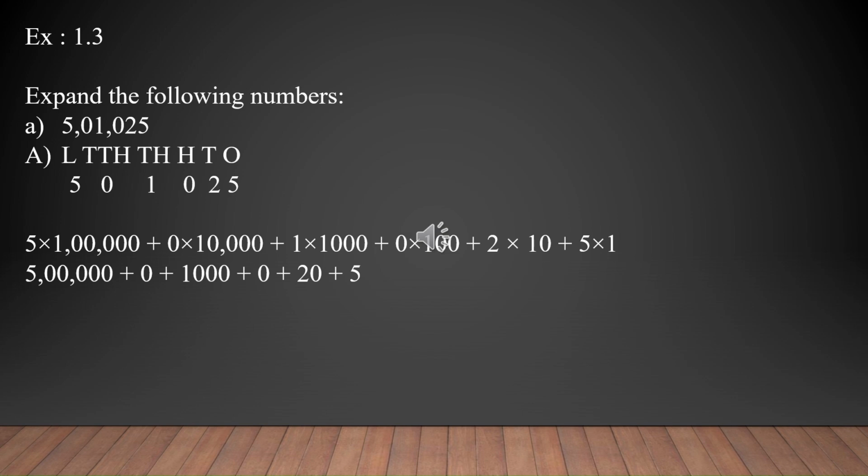How will you expand the number? You will multiply the digits with their respective place values. 5 is in which place? Lakh. So you will multiply 5 with 1 lakh plus 0 is in which place? So you will multiply 0 with 10,000 plus 1 is in thousands place, 0 is in hundreds place, so multiply 0 with 100 plus 2 is in tens place, it is 2 into 10 plus 5 is in ones place, it's 5 into 1. So the answer is 5 lakh plus 0 into 10,000 is 0 plus 1000 plus 0 plus 20 plus 5. This is the expanded form of the given number.